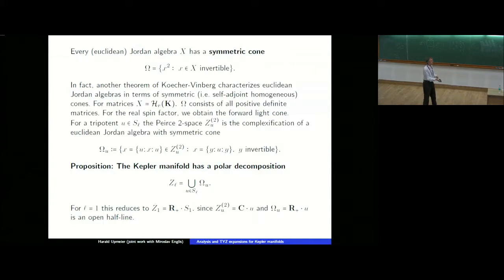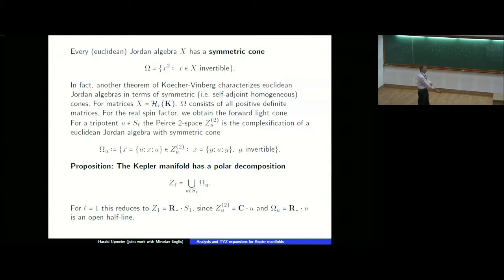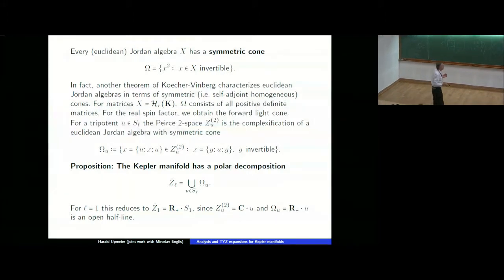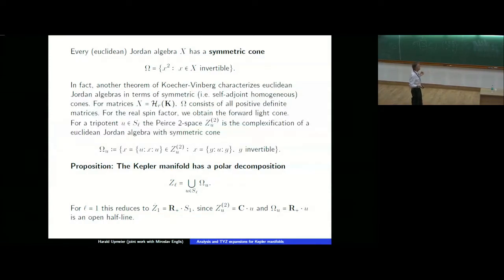So let us define these Hilbert spaces. I have to go a little faster now, I'm sorry, but all the basic things are in place. Every Jordan algebra X, remember I gave you the list, Hermitian matrices over Cayley numbers and so on, has a symmetric cone, namely all squares of invertible elements. And another theorem of Koecher-Vinberg says that Jordan algebras are in one-to-one correspondence with symmetric cones. Now the cone is essentially kind of positive definite matrices. For the spin factor, we obtain the light cone.